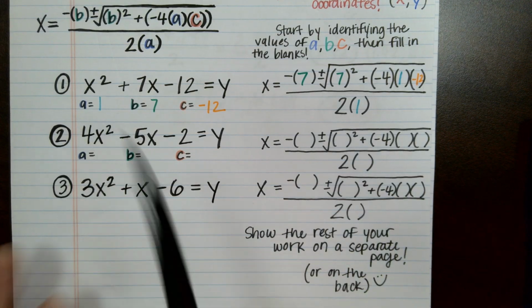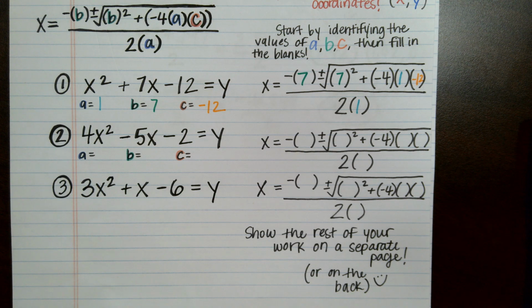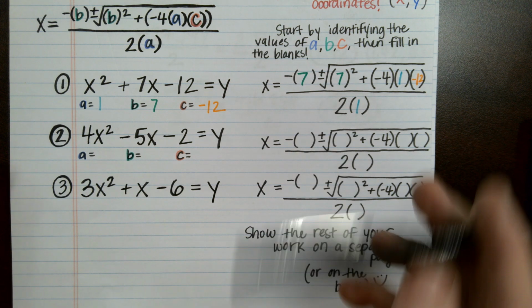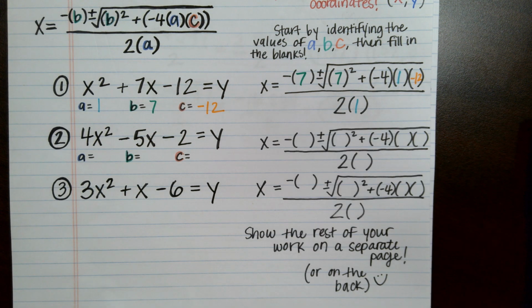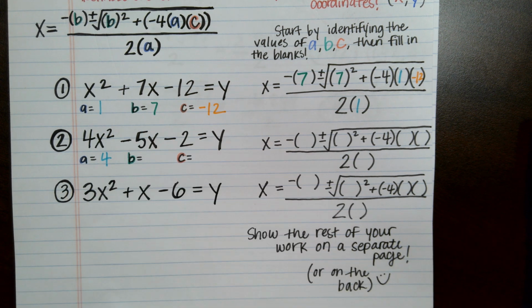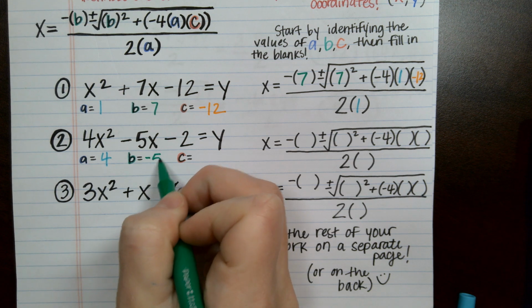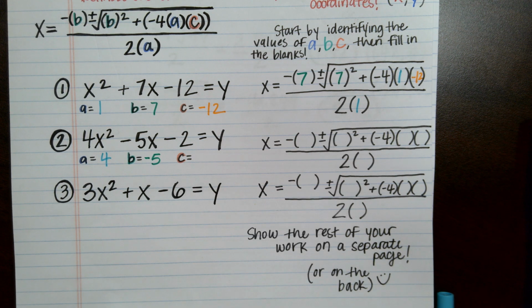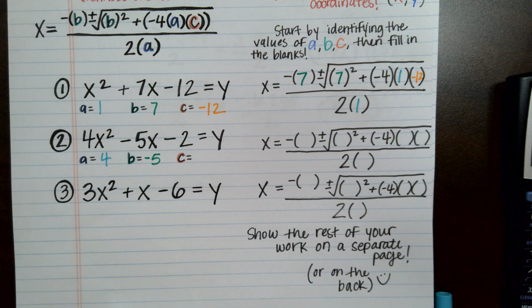I have 4x squared minus 5x minus 2. What are my A, B, and C? 4, -5, -2. Yes, my A is 4, my B is -5, my C is -2. Perfect.